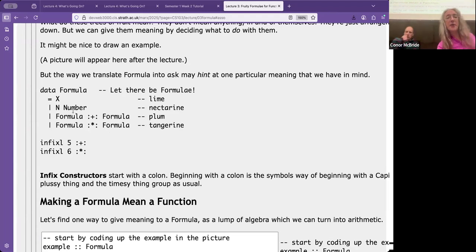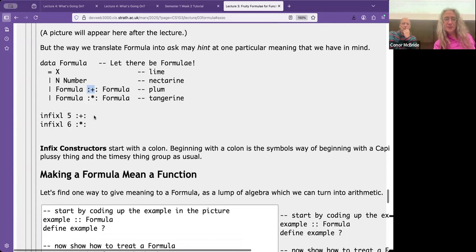So if you see an operator that begins with a colon, it's a constructor, and it's just a lump of data that happens to take 2 inputs. So this colon plus colon and colon star colon is not doing a calculation the way plus and times do with numbers. It's just saying, this is a formula that says something plus something, or something times something. So it just sits there being like the text of our x plus 2 times x plus 3.